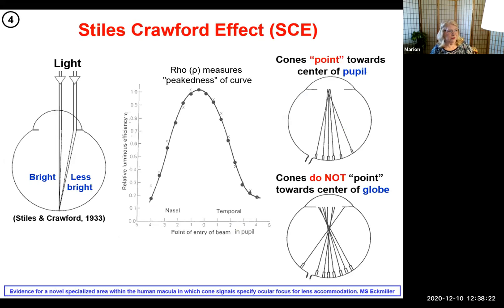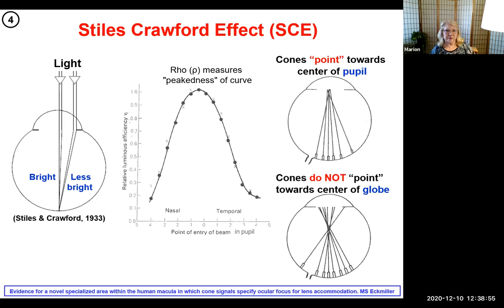The work about cone directional alignment started with the accidental discovery by Stiles and Crawford. They described in 1933 that a beam of light entering the human eye appears very bright if it comes through the center of the pupil, but if the same light enters from an eccentric part of the pupil, the light appears less bright.